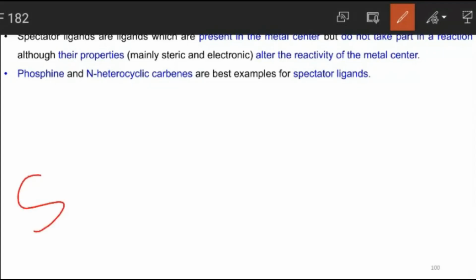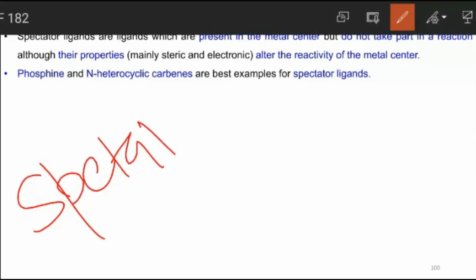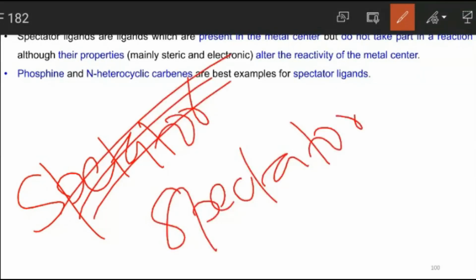What do you understand from spectator ligand? Any idea? What do you understand by the term spectator ligand? Not involved in the reaction.